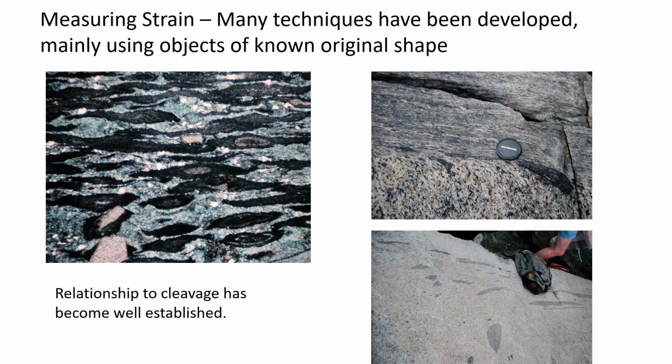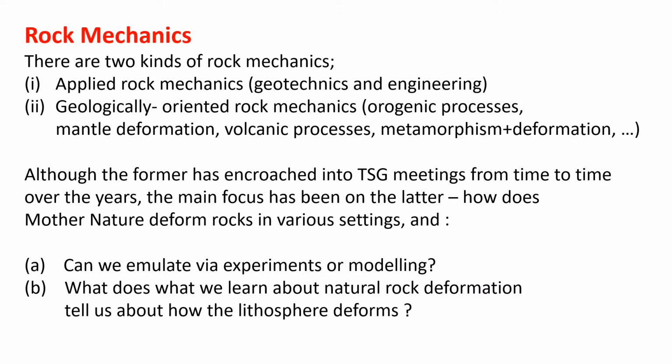This image shows how foliation can be defined by clusters of flattened objects and how heterogeneous strain is reflected in the shape and orientation of objects and by the intensity of the schistosity. We will come back to strain in the context of rock mechanics, but we can recognize two approaches to rock mechanics: applied or geotechnical rock mechanics and geologically oriented rock mechanics. From the point of view of the TSG, the latter has been the main focus.